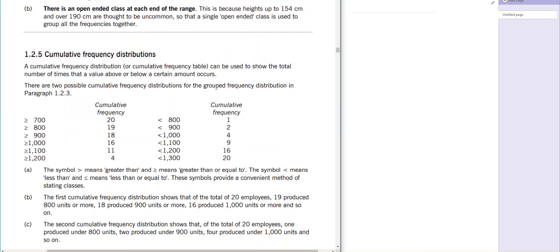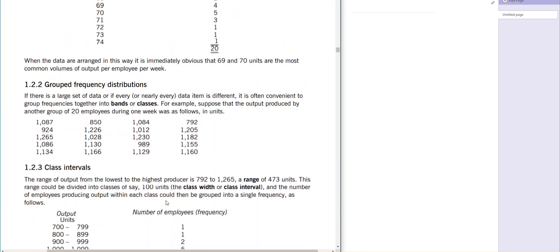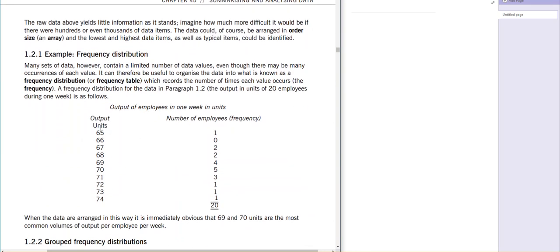Next we have cumulative frequency. The easiest way to explain it is, if we look at the lowest number here, the highest number, 74. Let's take 75.